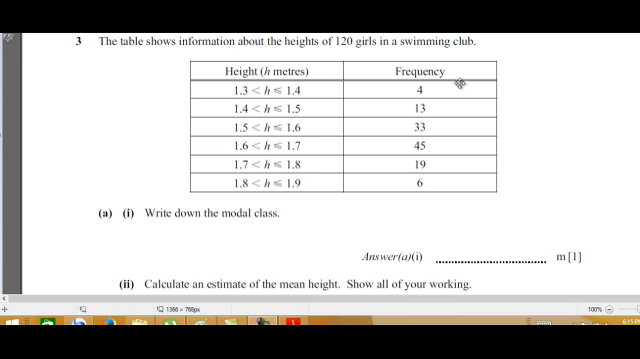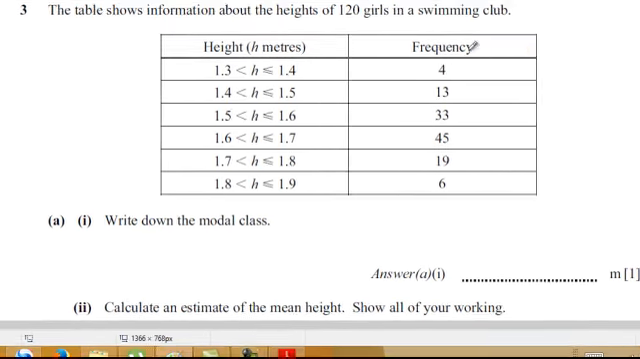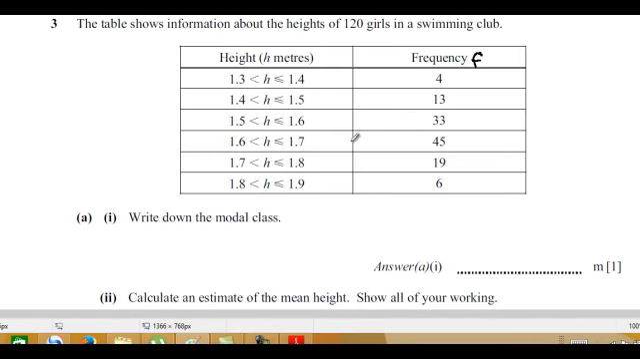So frequency, we can write it as f. F stands for frequency, and these are the heights of all these girls. Like 4 girls' heights lie between 1.3 to 1.4, 13 girls' heights lie between 1.4 to 1.5, and so on.